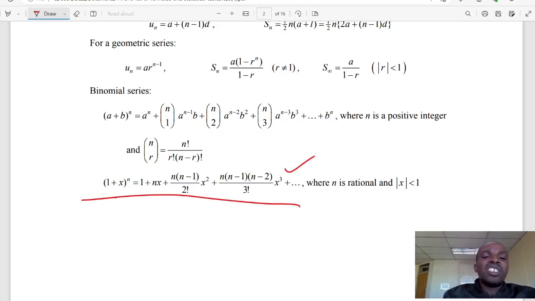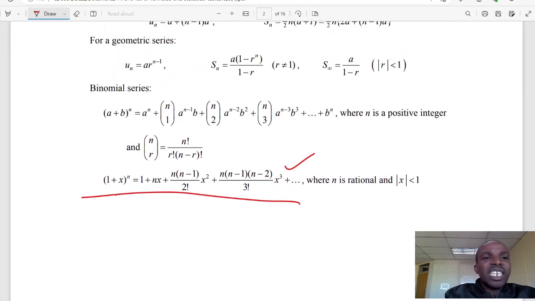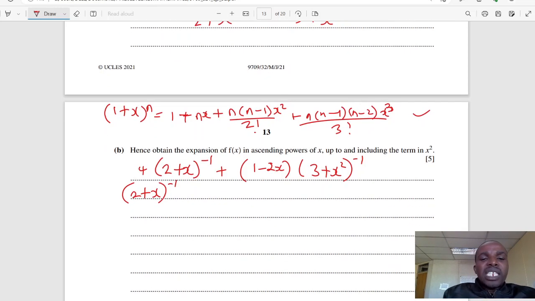So it's 1 plus x to the power n is this one. Yes, that's the one that's supposed to work in this case, because our power is actually a negative number. So you can use that. You can use the factorial method. Right. Let's expand this part.